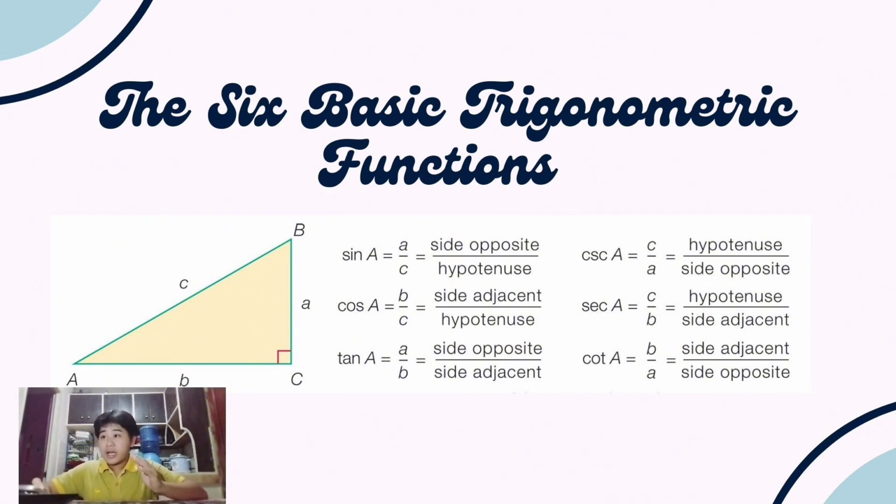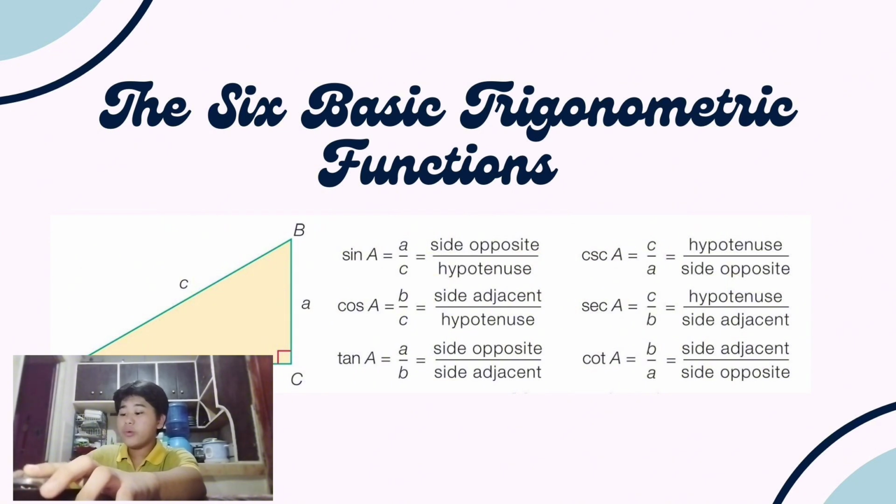Next is the cosecant. Cosecant is hypotenuse over the side opposite. It is the reciprocal of the sine. Second, it is the hypotenuse over the side adjacent. Same, it is the reciprocal of the cosine. And then lastly, it is the cotangent. Cotangent is side adjacent over the side opposite. It is the reciprocal of the tangent.